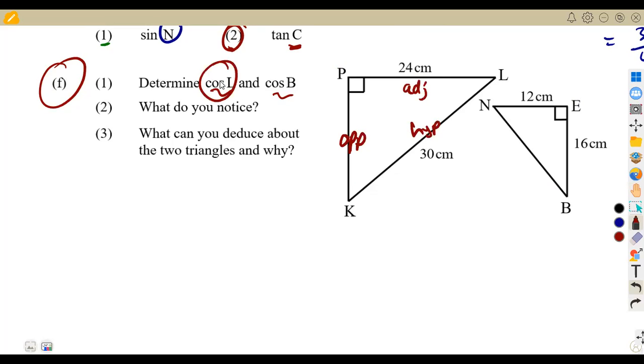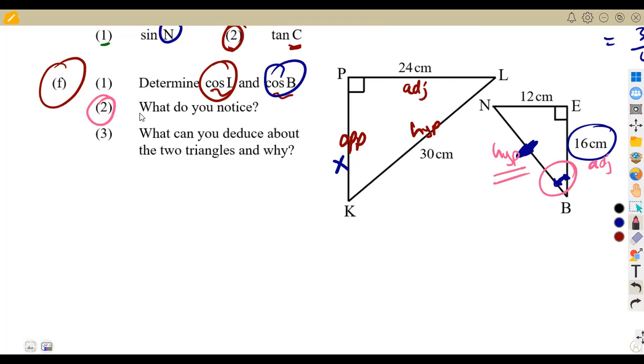So the cosine of L is direct. This one you do not even need to calculate this side, because remember, cos is adjacent over hypotenuse, and you already have adjacent and hypotenuse. So there's no need for you to calculate this. Then the cosine of B, according to this B, we have the adjacent, but we do not have the hypotenuse. So on this triangle, you are forced to calculate this side using your Pythagoras theorem, because you are going to need the hypotenuse in your formula for the cos. You have the adjacent, which is fine, but you do not have the hypotenuse. So I want you to calculate that.